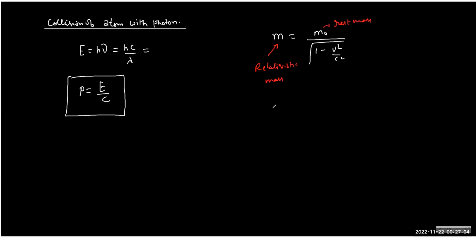Once again, the energy associated with any moving particle is basically mc square, which is m naught square c square upon 1 minus v square by c square. This is how you can write this formula. And momentum we can write as mv, but m we can also write as m naught v by root of 1 minus v square by c square.